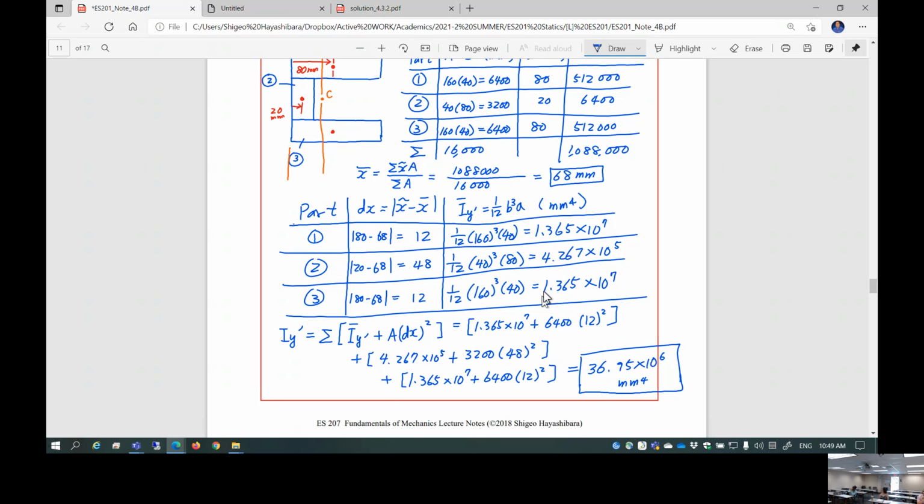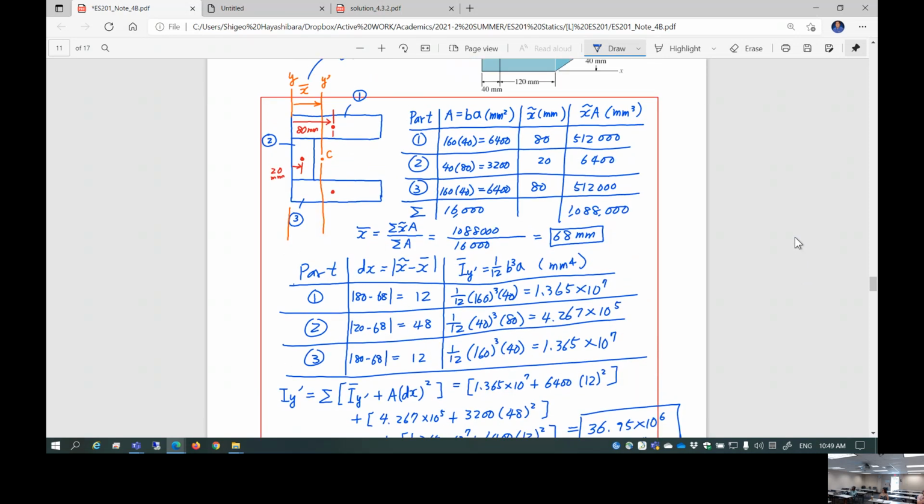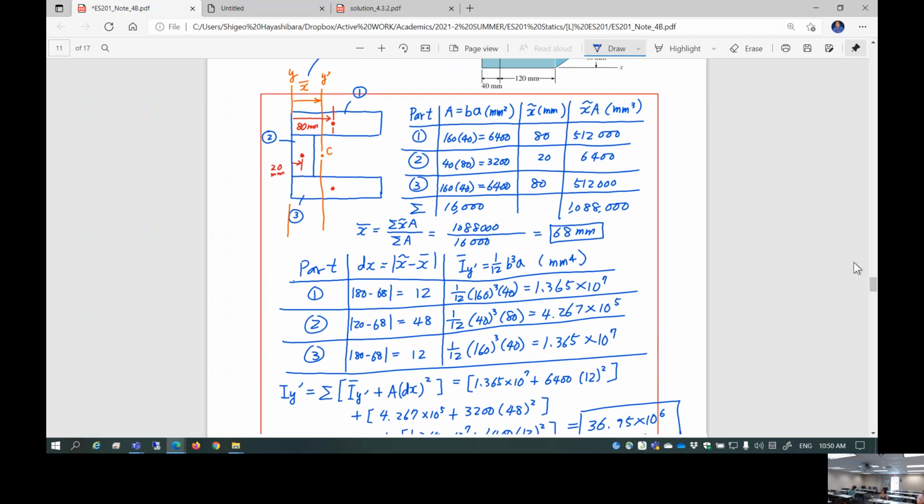So we use the parallel axis theorem at the end, right? So why is it Iy prime and not just Iy? Because now y prime is a centroidal axis. So this is the original coordinate, but it's not the centroidal axis. Now I want to know the centroidal moment of inertia of this entire cross section. That's why. So let's be careful about the terminology or definition.